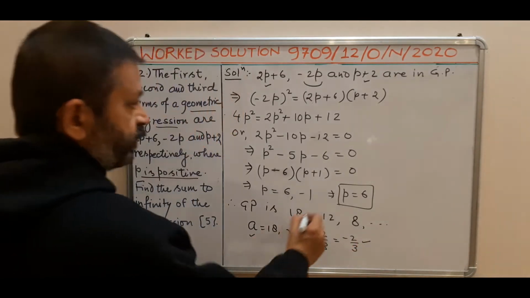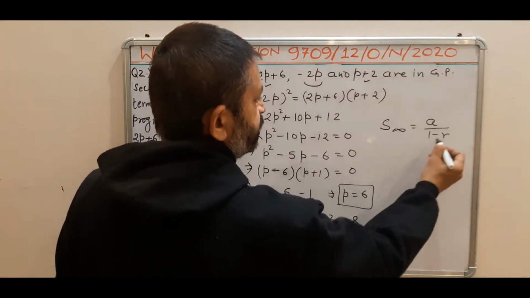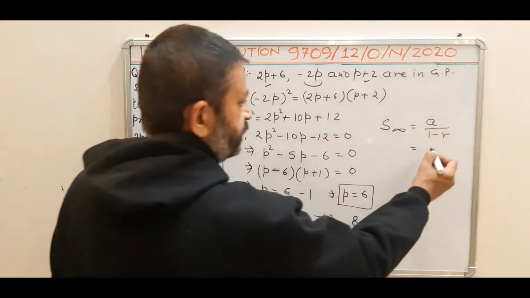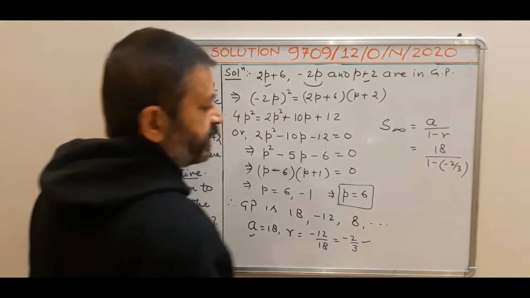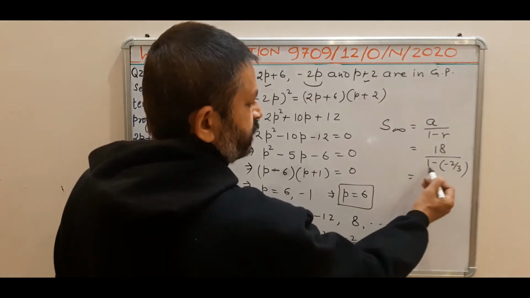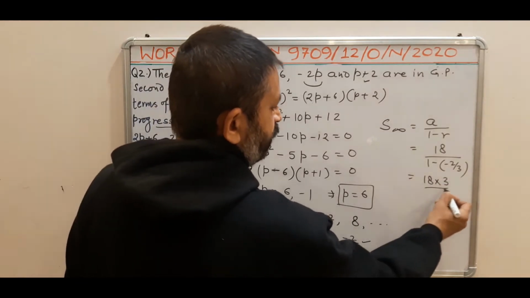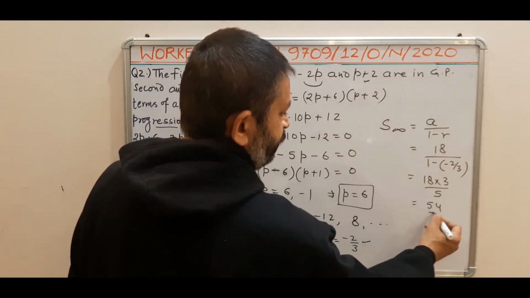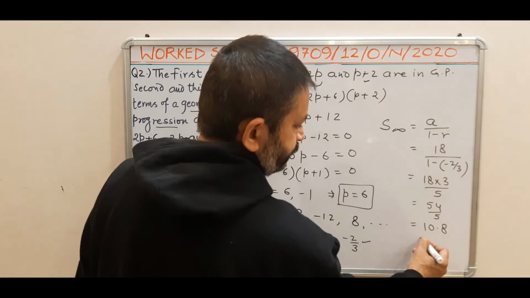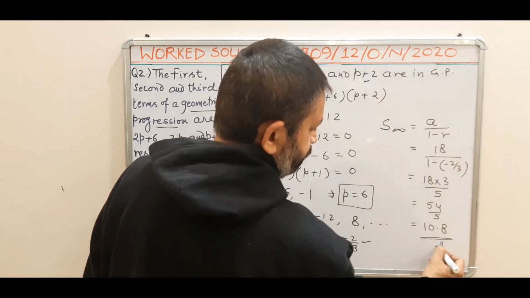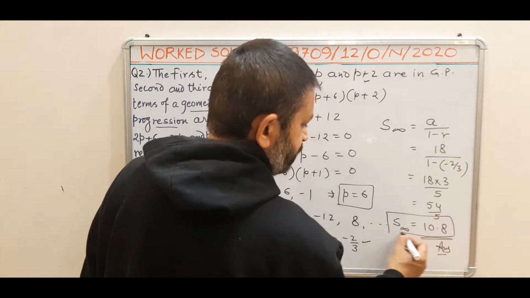This is your a. Now what is asked to find? Sum to infinity. And the formula for this is a upon 1 − r. What is a? a is 18, upon 1 minus, what is your r? r is −2 by 3. So it will become 3 plus 2, that is 5 upon 3. So 18 into 3 upon 5. 54 upon 5. Or 10.8. This is your answer. S infinity is 10.8.